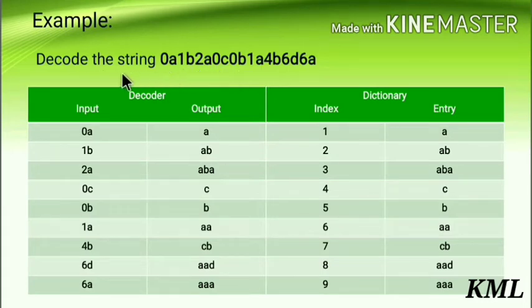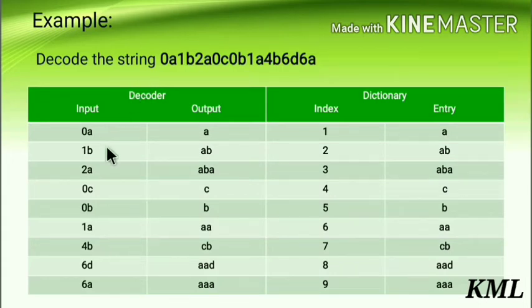So now let's start. Make one table, decoder and dictionary, 2 columns and 2 subcolumns for each: input, output, index and entry. So now what I have to do, make pairs of this input string. So you get 0a, 1b, 2a, 0c and so on, and write this in the input column.